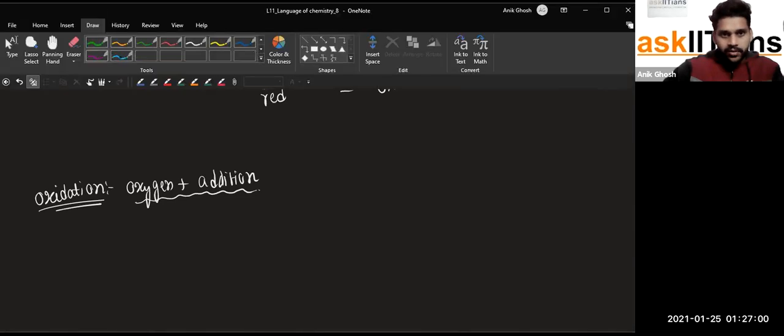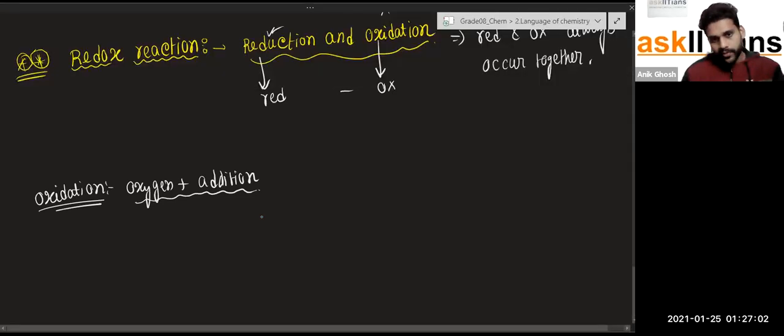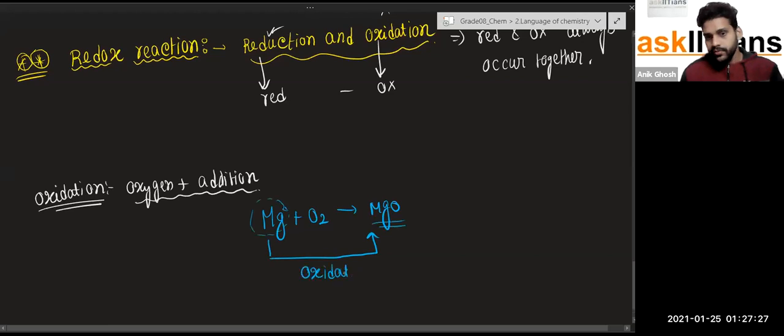Let me show you how. Let's think about a reaction we have already discussed: Mg plus oxygen gives you MgO. Now Mg to MgO, what is this? Mg previously had no oxygen with it, but now MgO has oxygen with it. This reaction is called oxidation. So whenever there is an addition of oxygen, we call it an oxidation reaction.